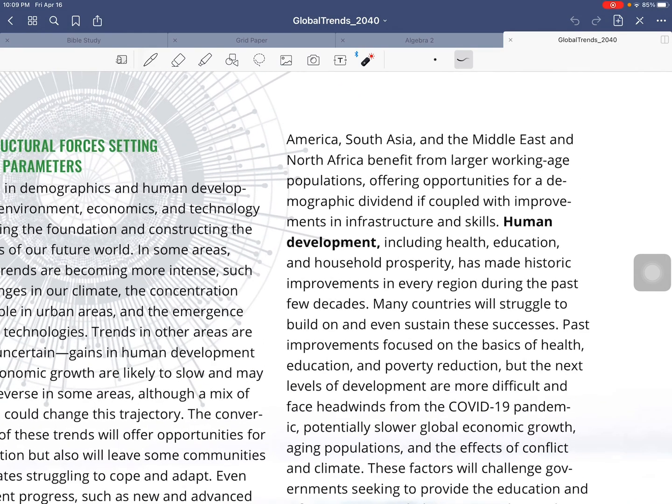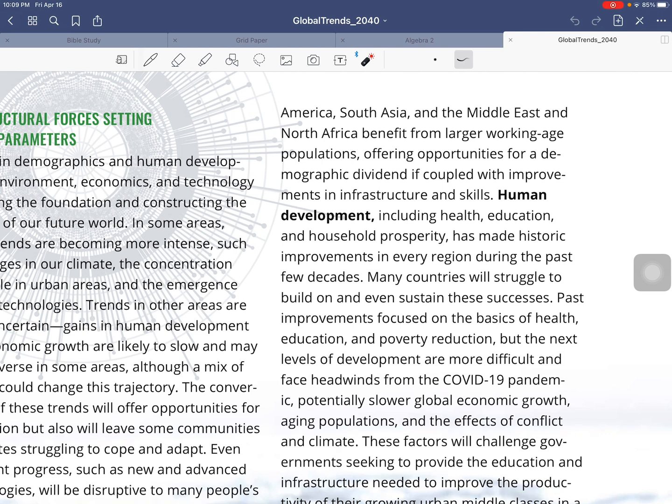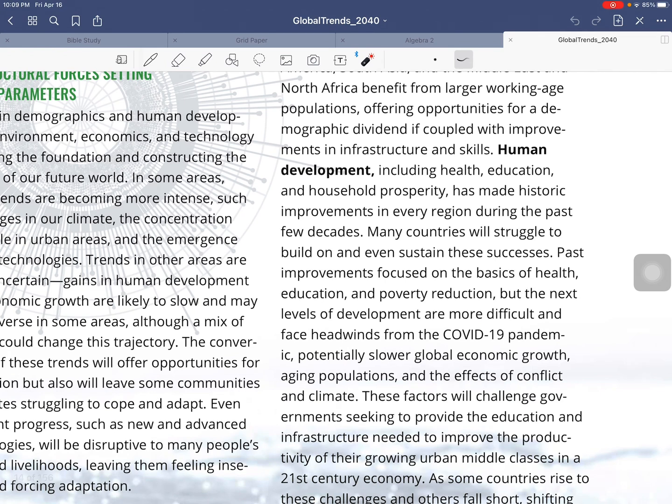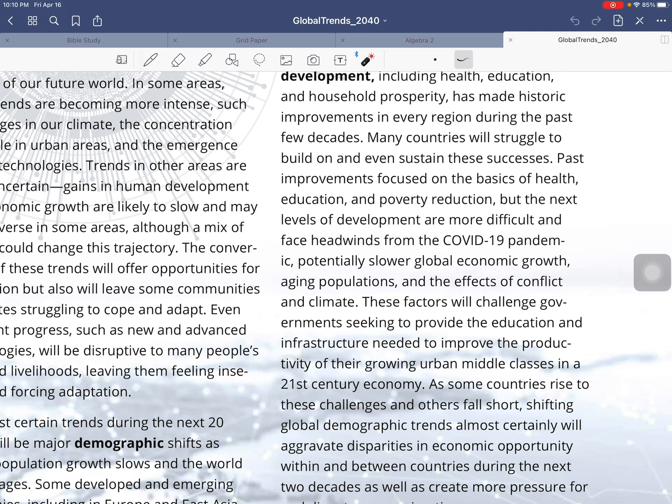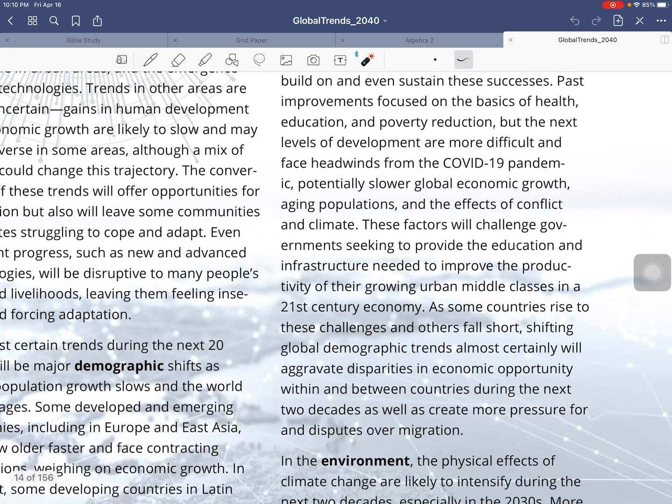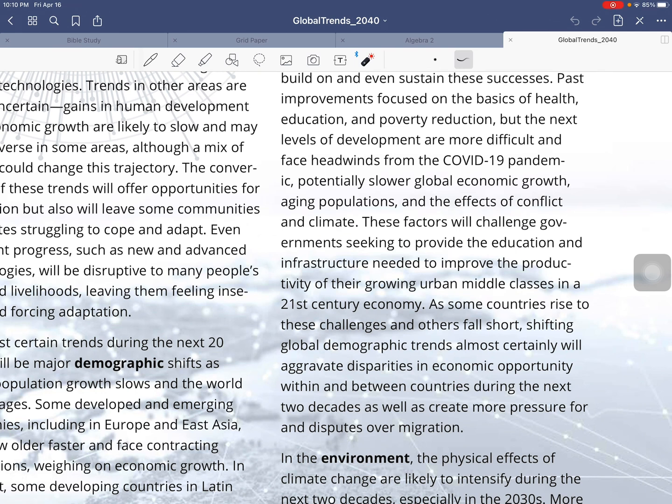Human development, including health, education, and household prosperity, has made historical improvement in every region during the past few decades. Many countries will struggle to build on and even sustain these successes. Past improvement focused on the basics of health, education, and poverty reduction. But the next level of development is more difficult and faces headwinds from the COVID-19 pandemic, potentially slower global economic growth, aging populations, and the effects of conflict and climate. These factors will challenge governments seeking to provide the education and infrastructure needed to improve the productivity of their growing urban middle classes in a 21st century economy.